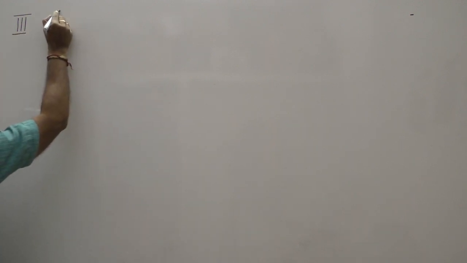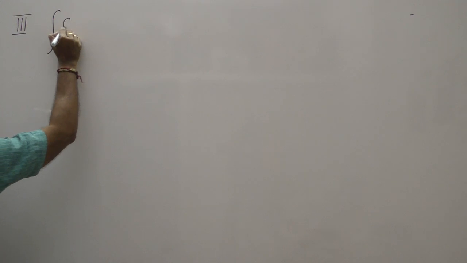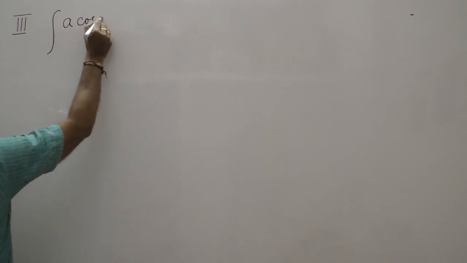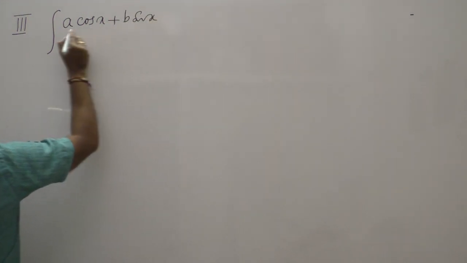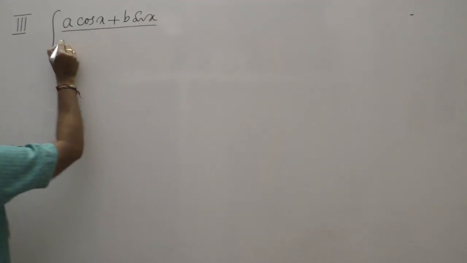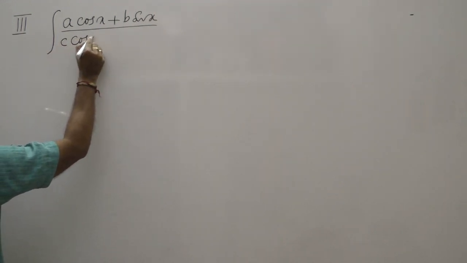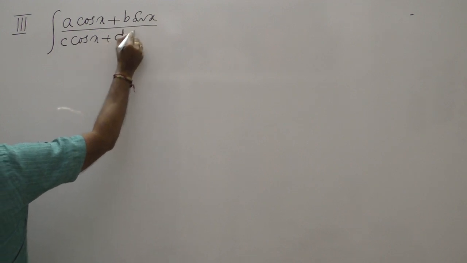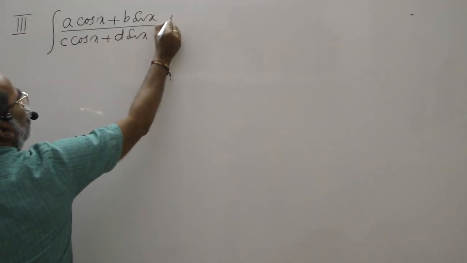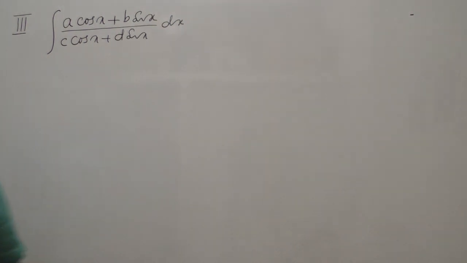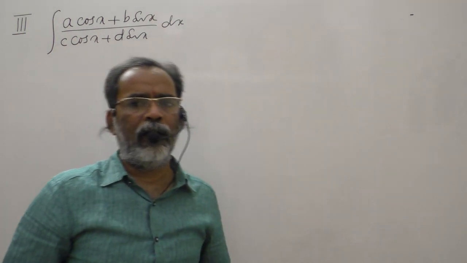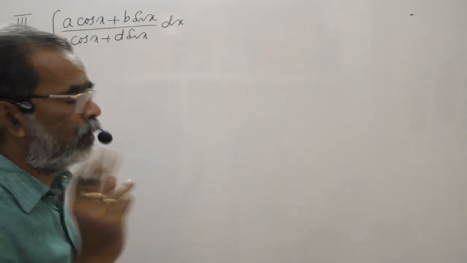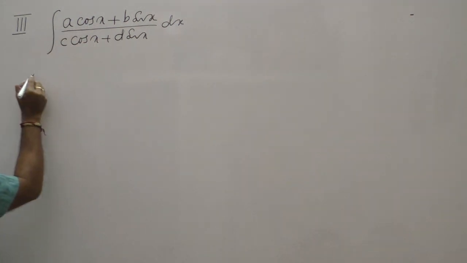Yes, type 3 is for this type of integral: integral of (a cos x plus b sin x) divided by (c cos x plus d sin x) dx. Most important, types 3 and 4. For this type of integral, how to find its integral, what is the procedure? See carefully. So here the procedure is, see carefully now.